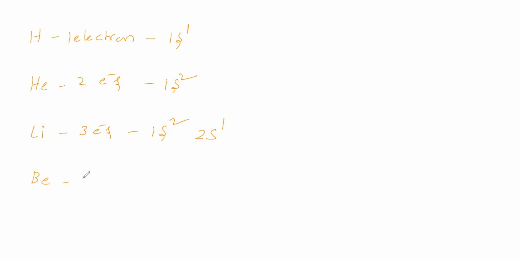Next we will take beryllium, atomic number 4. It has 4 electrons. First 2 electrons go to 1s. Remaining 2 electrons are there. Those 2 electrons go to the next higher energy orbital, that is 2s. So 2s2. So the beryllium electronic configuration is 1s2, 2s2 we can say.